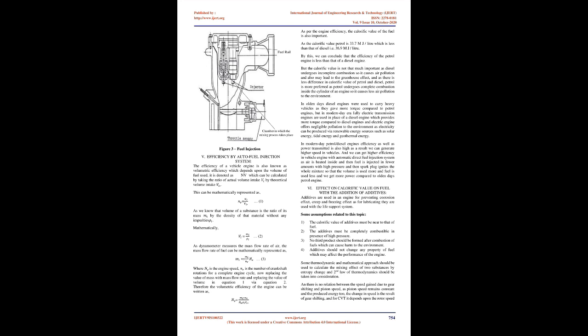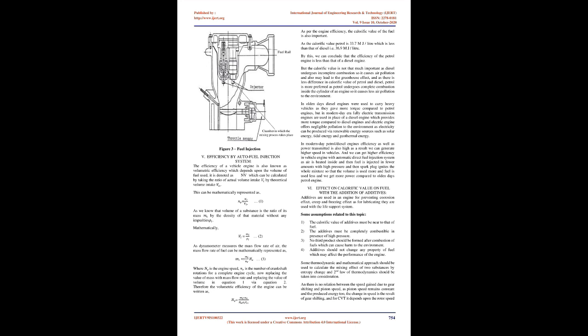The efficiency by auto fuel injection system. The efficiency of a vehicle engine is also known as volumetric efficiency, which depends upon the volume of fuel used. It is denoted as ηv, which can be calculated by taking the ratio of actual volume intake to theoretical volume intake. This can be mathematically represented as follows. We know that the volume of a substance is the ratio of its mass to the density of that material without any impurities.